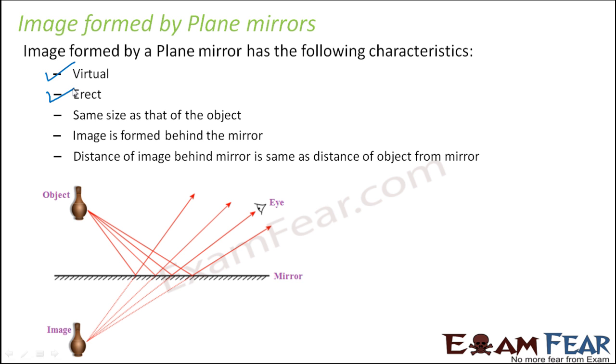But the image is always erect. That is well proved, because when you stand in front of the mirror, do you see an inverted image of yours? No. So the image is always erect. Same size as that of the object. It is neither small nor magnified.